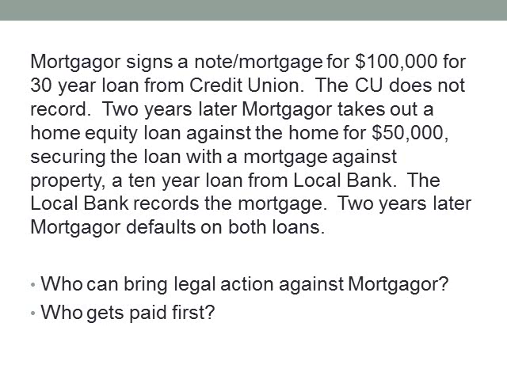So a mortgagor signs a note and a mortgage for $100,000 for a 30-year loan from a credit union. The credit union does not record it. 2 years later, the mortgagor takes out a home equity loan against the home for $50,000, securing that loan with a mortgage against the property. And it's a 10-year loan from a local bank. The local bank records the mortgage. 2 years after that, the mortgagor defaults on both loans. And the question is, who can bring legal action against the mortgagor?